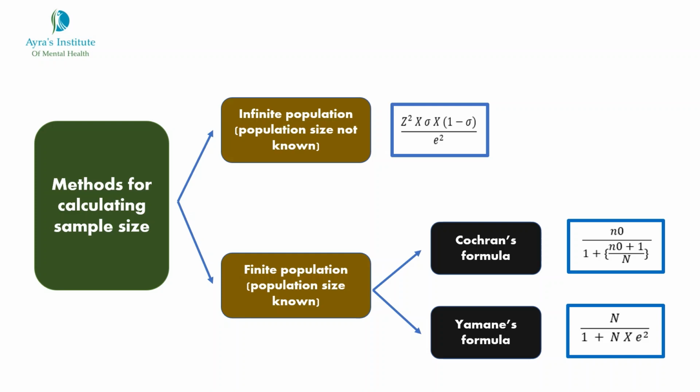In the formulas, Z stands for the corresponding values of confidence level. Sigma stands for the population standard deviation. Small letter e stands for margin of error or confidence interval. Capital N stands for the population size. And small n0 stands for the sample size estimated for infinite population.